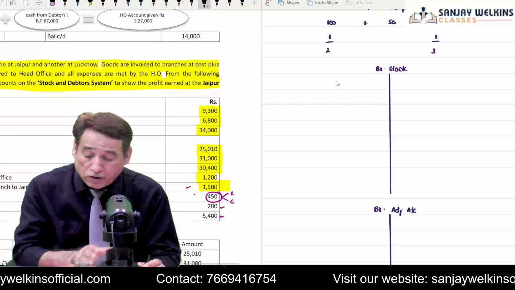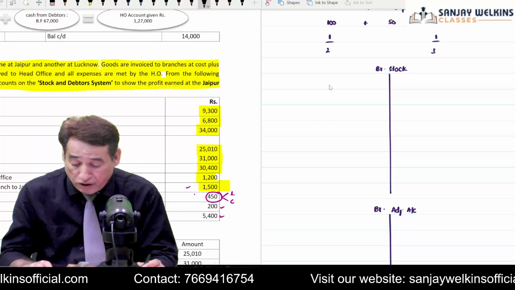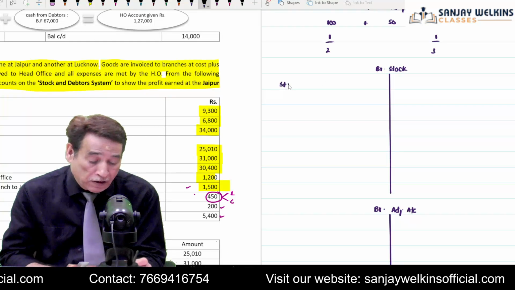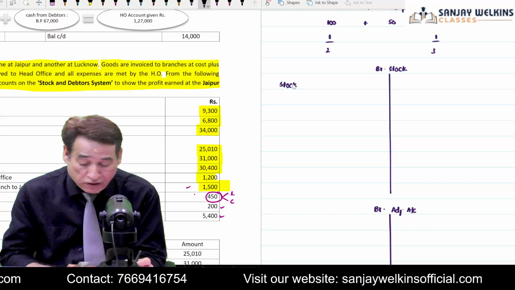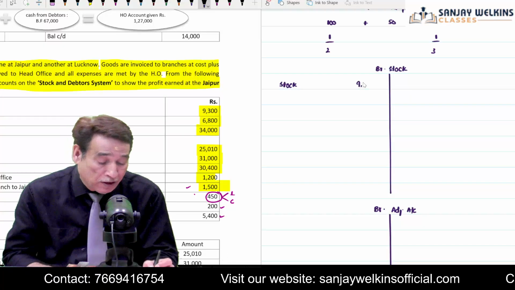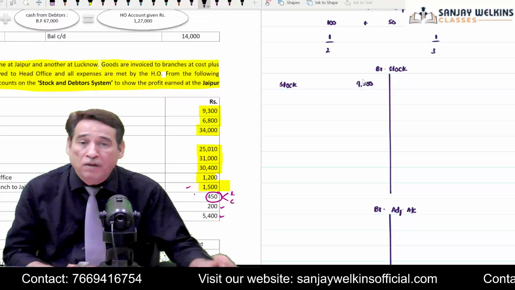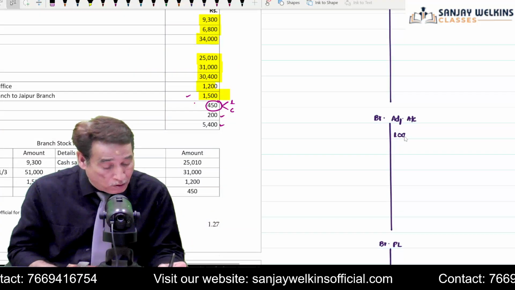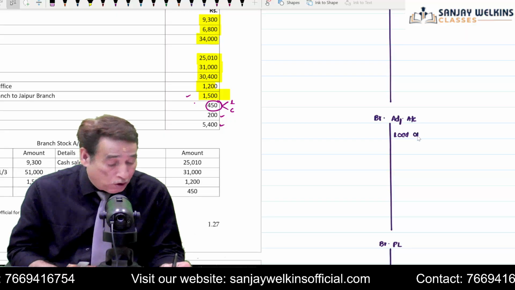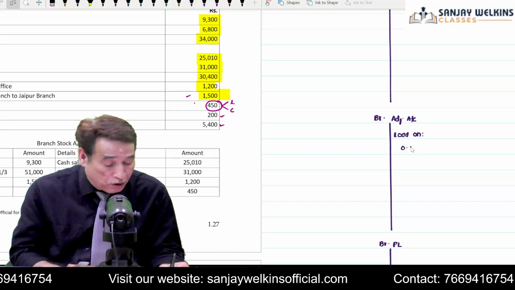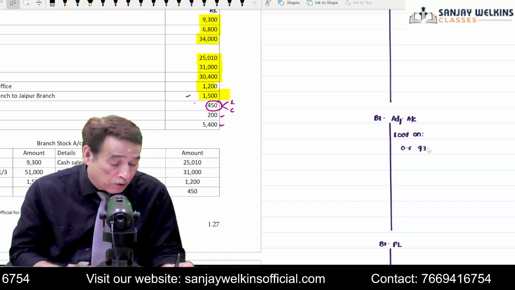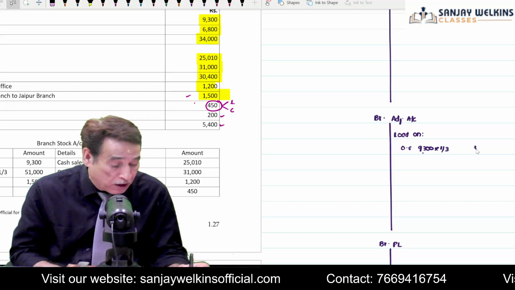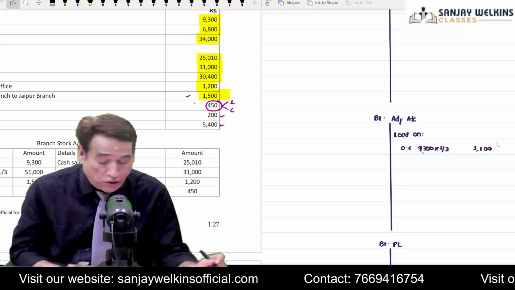Now, as far as branch stock account is concerned, the first information in this particular question is with respect to stock, and nothing is mentioned whether it is at invoice price or not. We will consider it at invoice price 9,300. You are going to write it over here. Is it clear to you? And then you will write loading on opening stock. Now opening stock is 9,300. And I told you just a moment ago, rate of loading on invoice price is 1/3. So 3,100 will be your loaded amount.